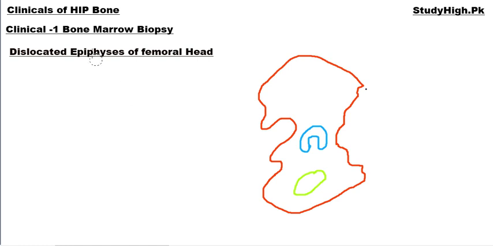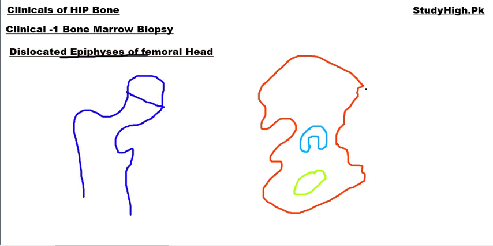Now we are going to discuss our clinical number 4, dislocated epiphysis of the femoral head. First I will inform you what is epiphysis. This is a picture that I tried to draw of the femoral head. This is the femoral head that is involved in formation of the joint with the acetabulum of the hip bone. So this is called the epiphysis of our femoral bone.